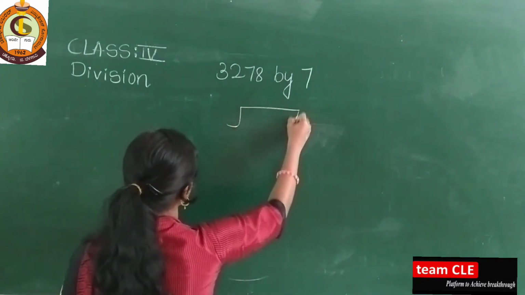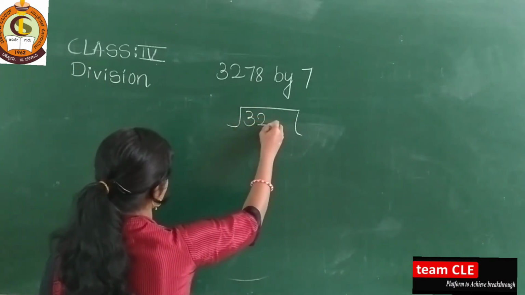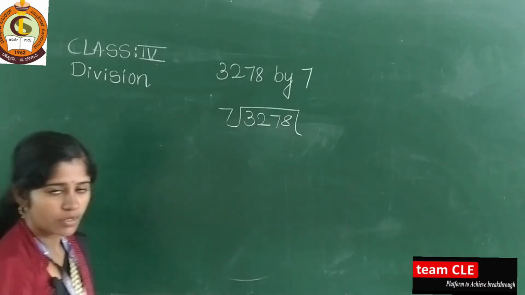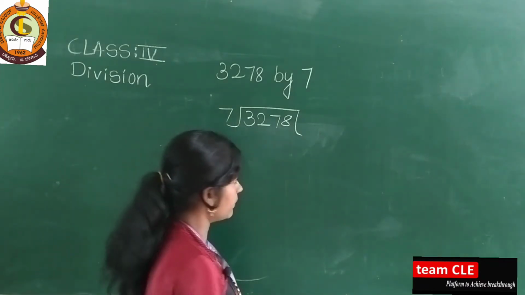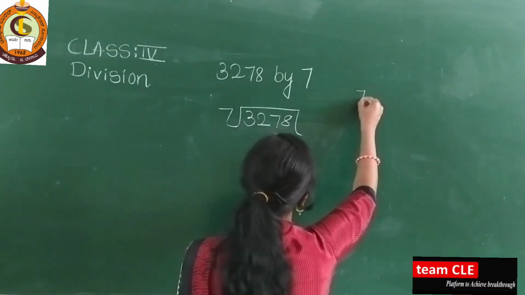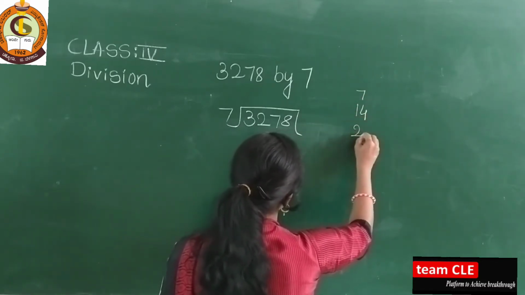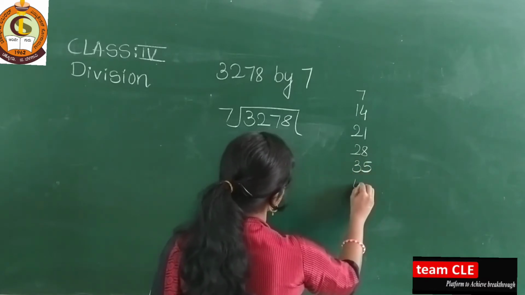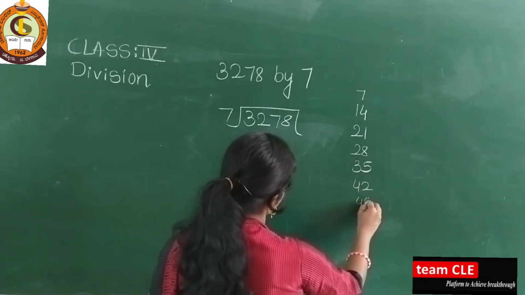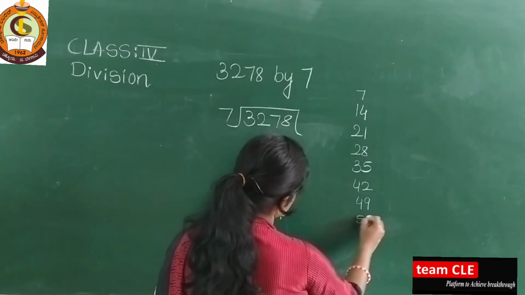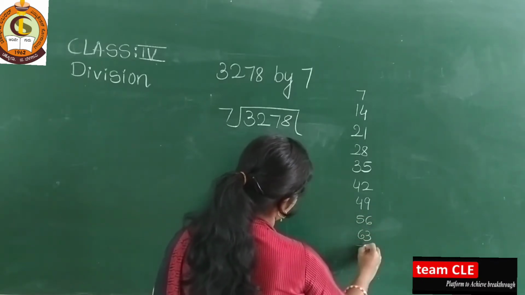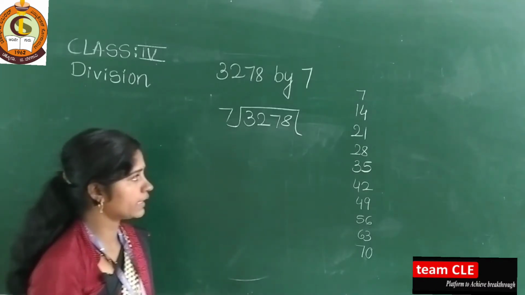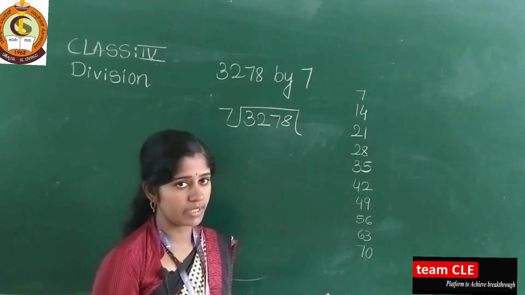Draw a tent. So write the big number inside, 3278, and divided by 7. And already I told you to write the tables. See here, then write here the table. 7 1s are 7, 7 2s are 14, 7 3s are 21, 7 4s are 28, 7 5s are 35, 7 6s are 42, 7 7s are 49, 7 8s are 56, 7 9s are 63, 7 10s are 70. Okay, so I wrote here the 7 table on one side, and it's better to write tables.